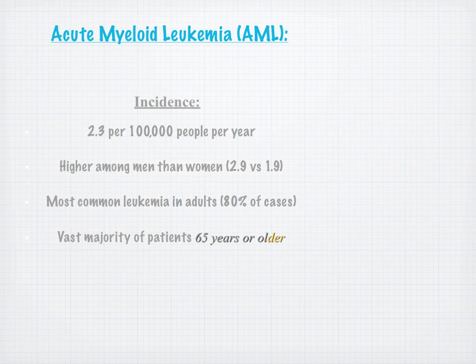And AML is higher among men than women. You can read the incidence there, and it's the most common leukemia in adults. It makes up 80% of the adult cases, and the vast majority of patients are 65 years or older. Interesting. 65 years or older.